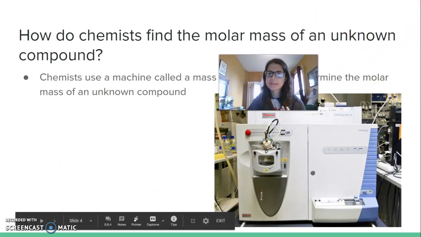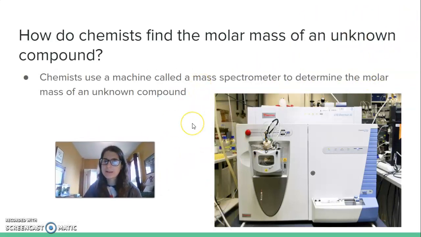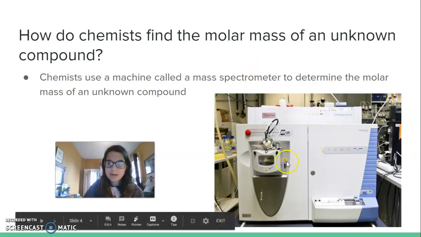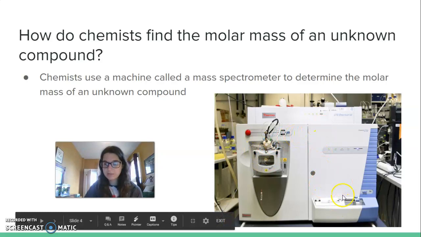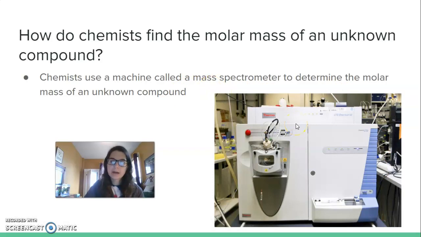So how do chemists determine what the molar mass of an unknown compound is? They use a machine called a mass spectrometer. This is what a mass spec looks like. Usually you put in a sample, typically a liquid sample, though you can also have gaseous samples. The machine analyzes it, and then it is connected to a computer that gives you a graph or an output of the analysis of the compound.